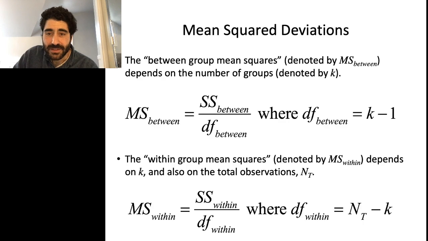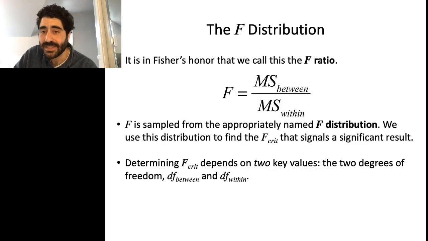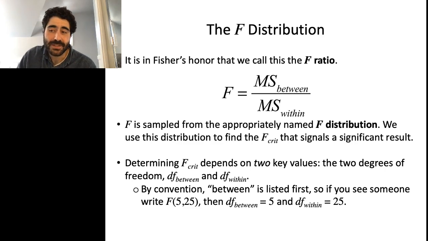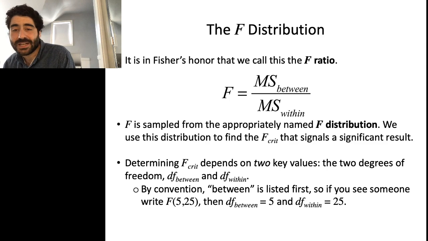So the between group degrees of freedom here is k minus 1. The within group is n minus k. We need to know both of these numbers to figure out what the right F distribution is. Usually when people write this, they'll write the between one first and then the within one.